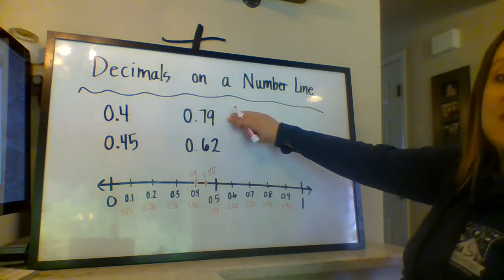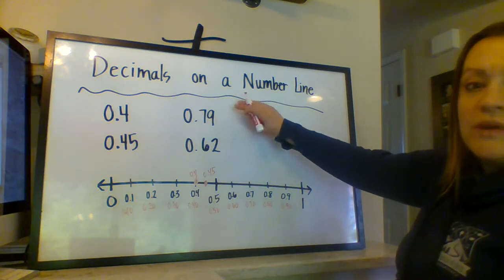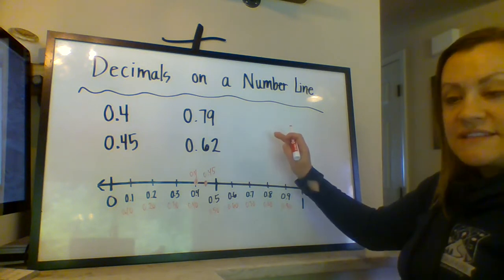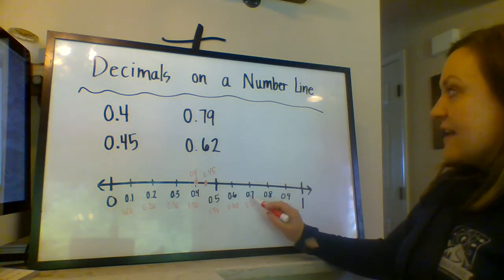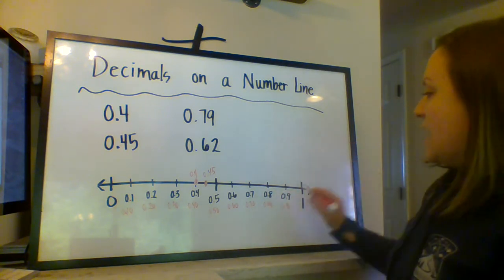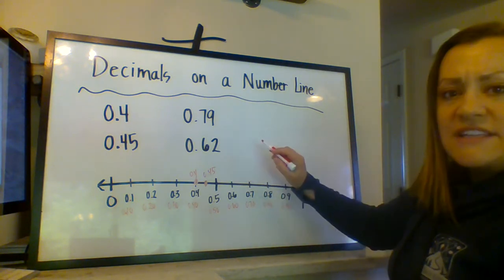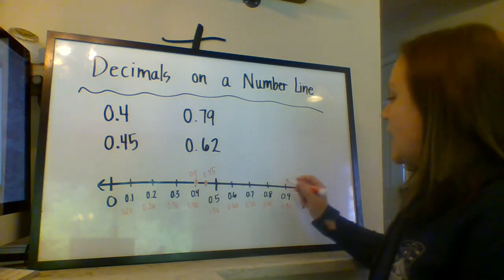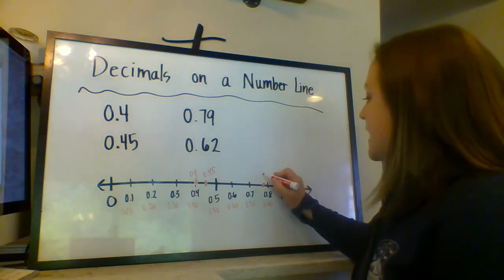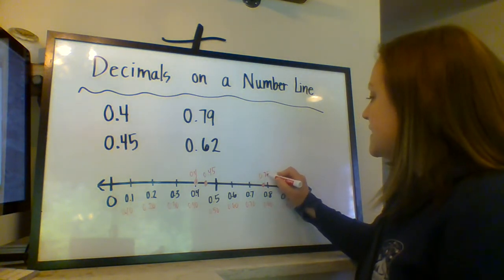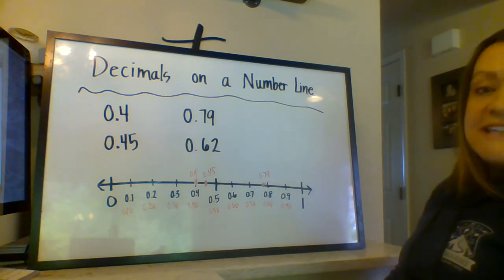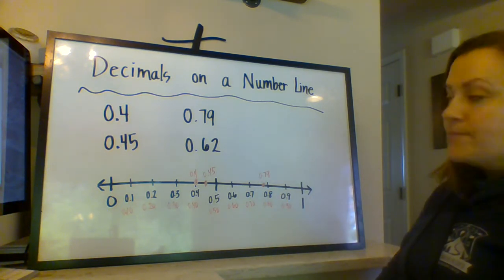So now let's try 79 hundredths. We need to ask ourselves, 79 hundredths is between what 2 hundredths? It's between 70 hundredths and 80 hundredths, or 7/10, 8/10. And I know that 79 hundredths is almost to 80. So I'm going to plot that closer to the 80 hundredths. 0.79. And now let's try the last one, 62 hundredths.